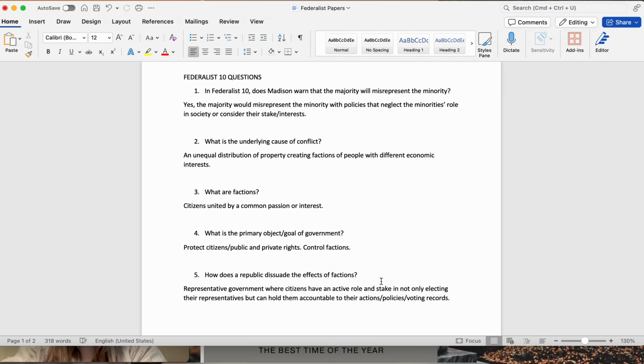So we can see more so than voting for our representatives, aka dissuading the effects of faction, because we have so many of them and you can vote for different people all the time. You can hold them accountable, right? Through voting you can hold them accountable, but also through campaign finance. Maybe you're not donating.